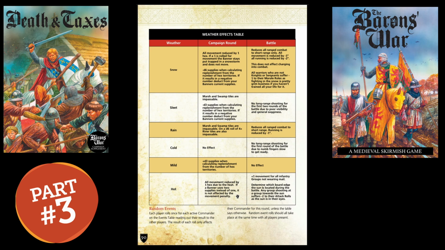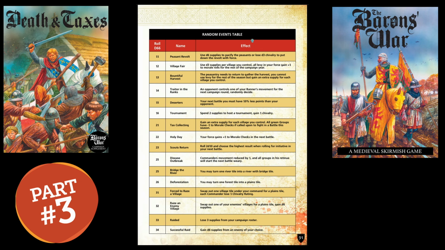What are the effects? Let's say mild weather: plus D3 supplies when calculating replenishment from the number of hex territories, and no effect in battle. Random events table, and that's quite interesting because you can have these random events. I like them in rules because, like the blunder rule in Hail Caesar, I think they give a spice to your battle. So let's say you roll the 2d6s basically.